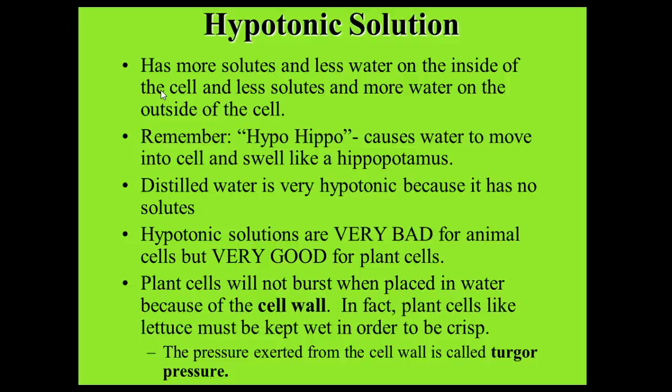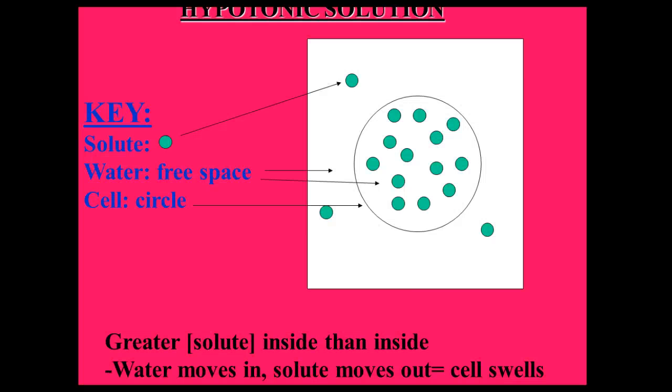Plant cells will not burst when placed in water because of the cell wall. In fact, plant cells like lettuce must keep wet in order to be crisp. The pressure exerted from the cell wall is called turgor pressure. And I'm not going to talk too much about plant cells, because this is anatomy and physiology, and we're mainly talking about animal cells.